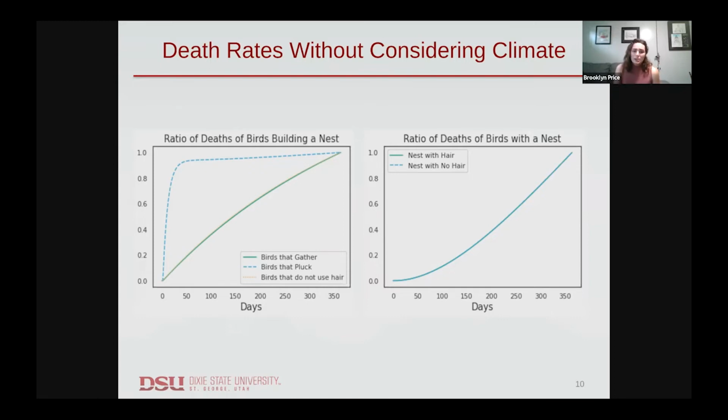But again, with the ratio of deaths of birds building a nest, the reason that it shoots up like that is because they have that extra added factor of death. They have that risk of getting attacked by a predator that they're picking the hair off of. So that's why it shoots up and then levels off.